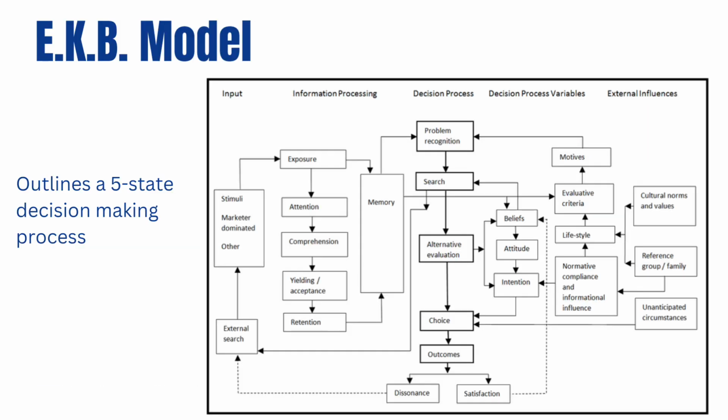The Engel Kollat Blackwell, or the EKB model, outlines a five-stage decision-making process that consumers go through before or during purchasing a product or service. These five stages are awareness, information processing, evaluation, purchasing decision, and outcome analysis. Awareness means the consumers become aware, after viewing a marketing communication, advert or a billboard, about a brand and become aware of their need, desire, or interest to buy or not buy a particular product.